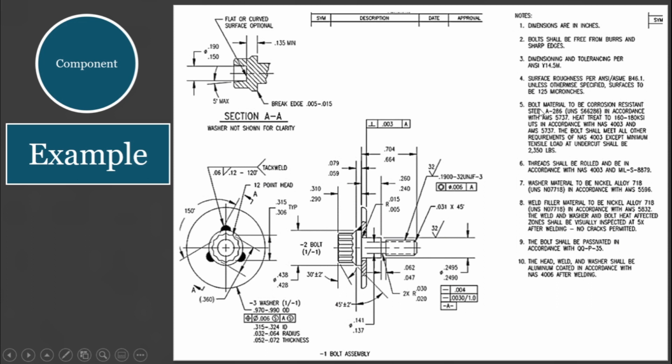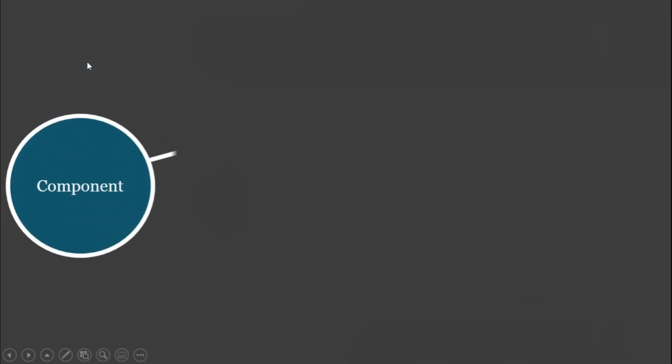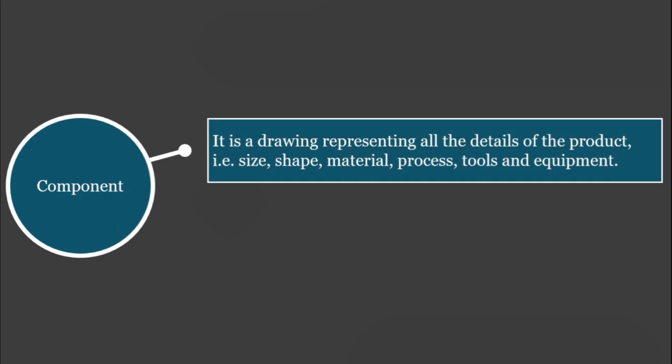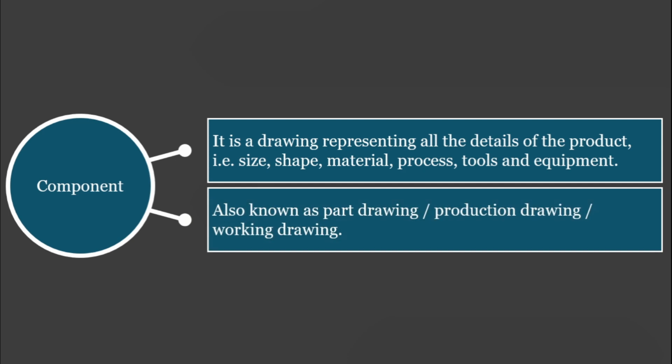As indicated here, the bolt material must be corrosion resistant. It indicates here how threads shall be rolled, the material for the washer, the weld filler material, and the coating. As such, component drawings include all details of the product, including its size, shape, material, process, tools, and equipment. Component drawing is also known as a part drawing, production drawing, or working drawing.